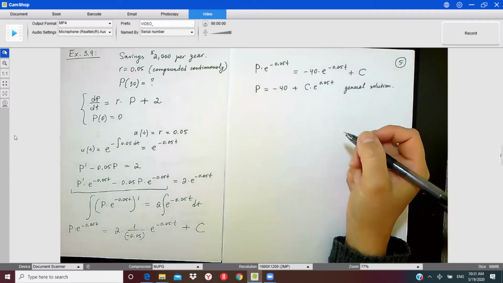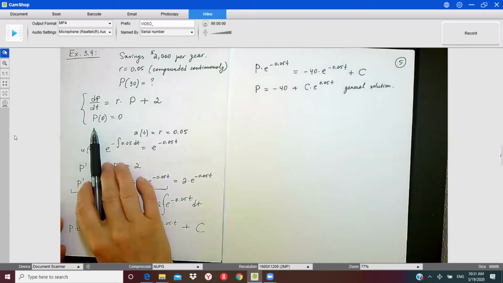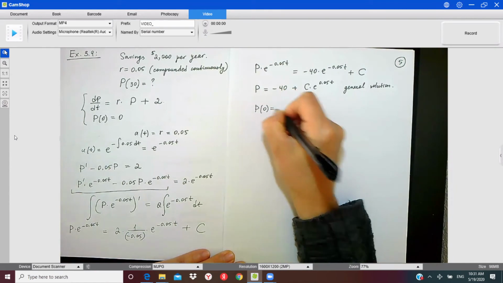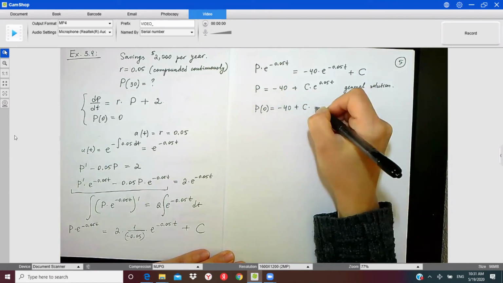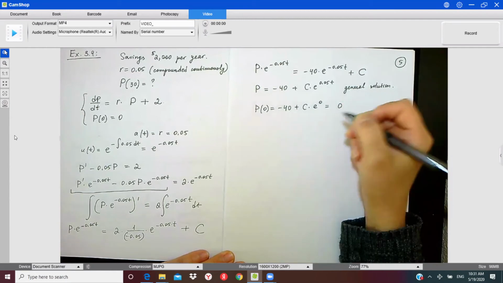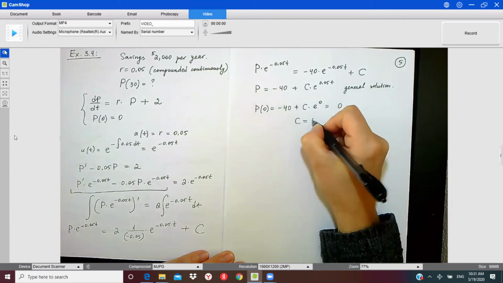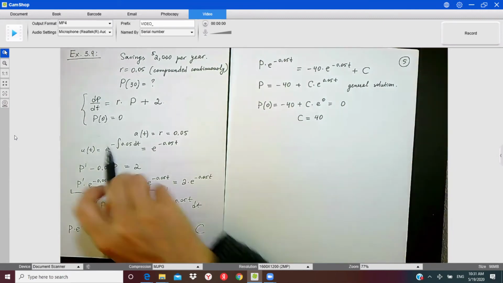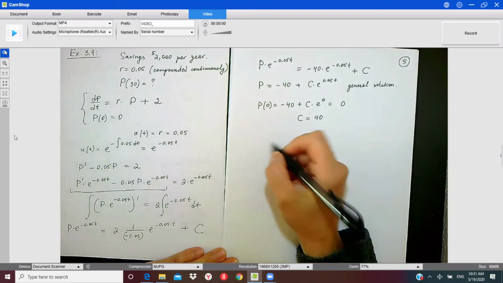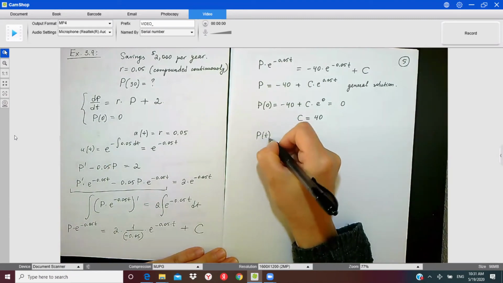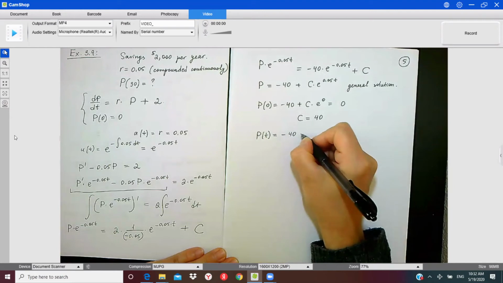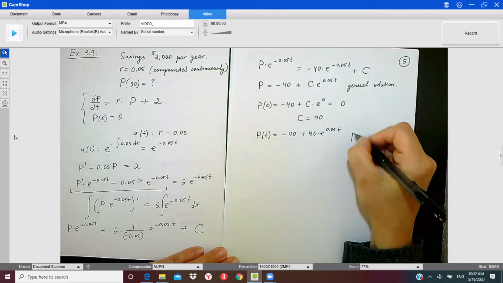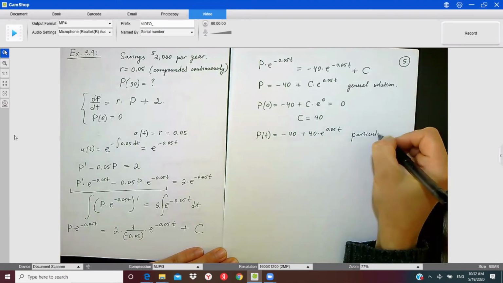And to find c, we have to use p of 0, right? P of 0 equals 0. Let's find c. I believe c is equal to 40, right? And we are getting our particular solution, the answer to this problem. It's negative 40 plus 40 e to the 0.05t. So this is the particular solution.